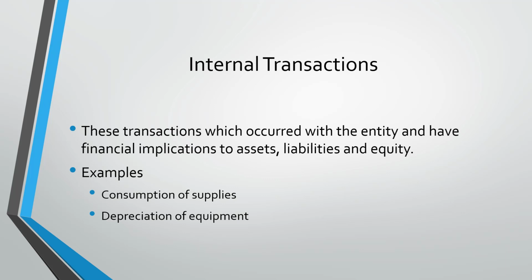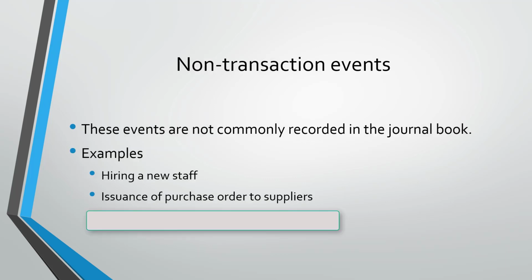The next one is what we call internal transactions. These transactions only occur within the entity, but still have financial implications. So examples will be consumption of supplies and depreciation of equipment. The third type is what we call non-transaction events. These events are not commonly recorded in the journal book. So for example, hiring a new staff, issuance of purchase order to suppliers.